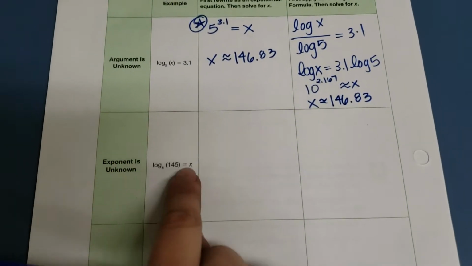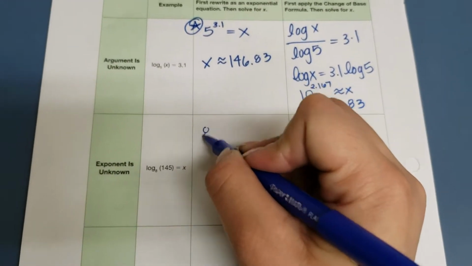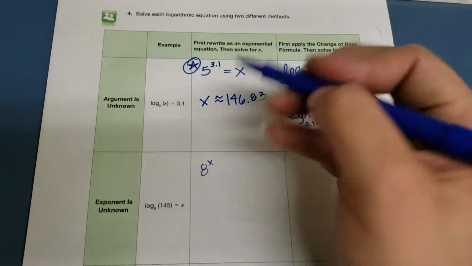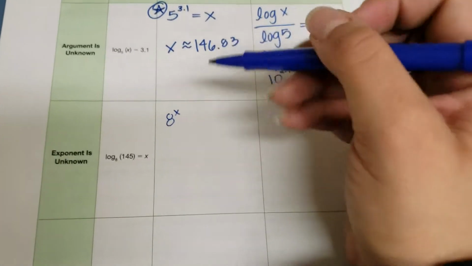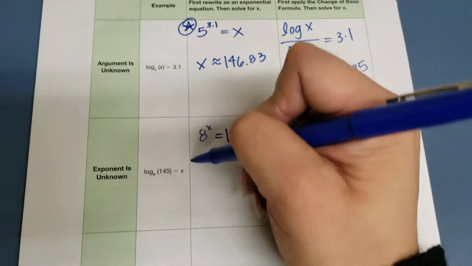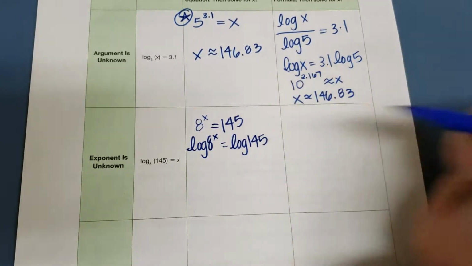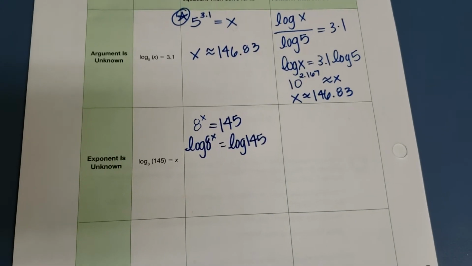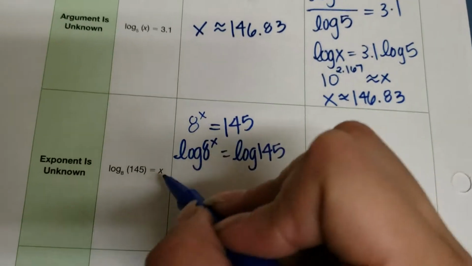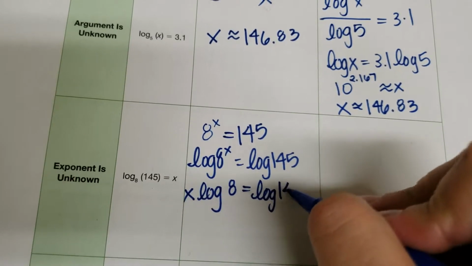When the exponent is unknown, so you're not sure what the logarithm is equal to. Well, let's take this one. We would go 8 to the x power, and this is me rewriting first and then solving for x. So 8 to the x power equals 145. Now I could take the log of both sides. Properties of logarithms tells me that I can take this x out to the front. Remember, walking the dog. x log of 8 equals log of 145.